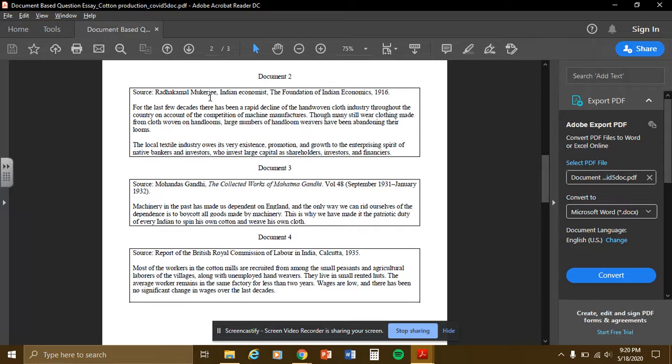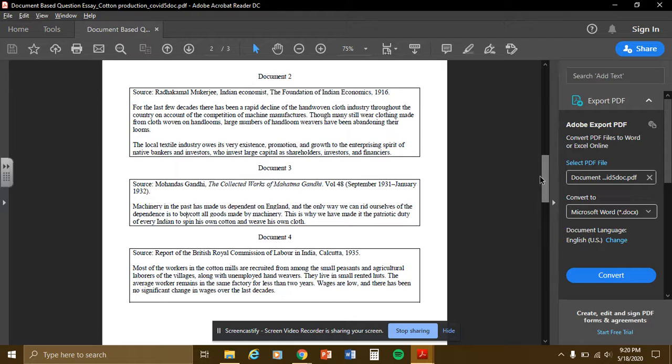All right. Next, we have Raj Kamal Mukherjee, an Indian economist, and he's talking about the development of mechanization of the textile industry. And he says basically it's domestic. It's, quote, native bankers and investors. Then document 3, we have Gandhi from 1932, and he says that machinery has made us dependent on England. The only way we can rid ourselves is to boycott all goods made by machinery. So you can hear Gandhi is disagreeing with Mukherjee here. Mukherjee saying, this is fine, this is great. Mechanization is a domestic industry. Gandhi says, no, it enslaves us to the English.